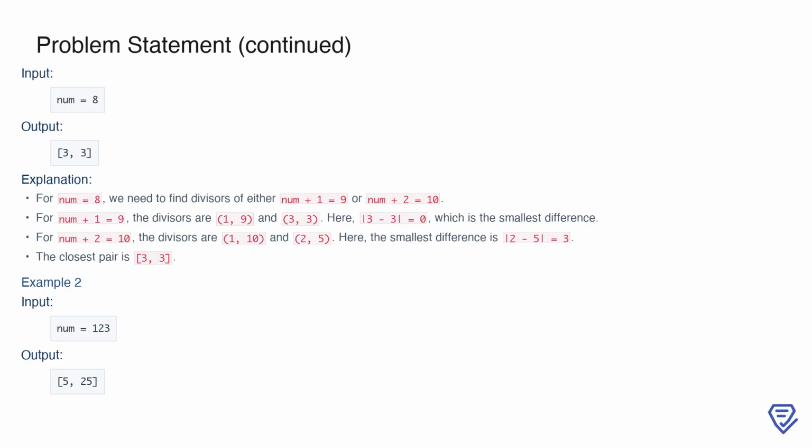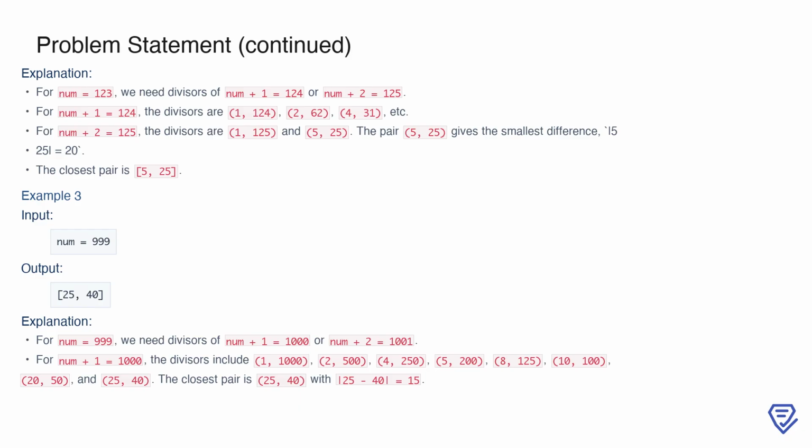Now consider number equals 123. In this case, we examine divisors of number plus 1 equals 124 and number plus 2 equals 125. For 124, divisors include 1, 124, 2, 62, and 4, 31. For 125, divisors are 1, 125, and 5, 25. The pair 5, 25 has the smallest difference, 25 minus 5 equals 20, so the output is 5, 25.